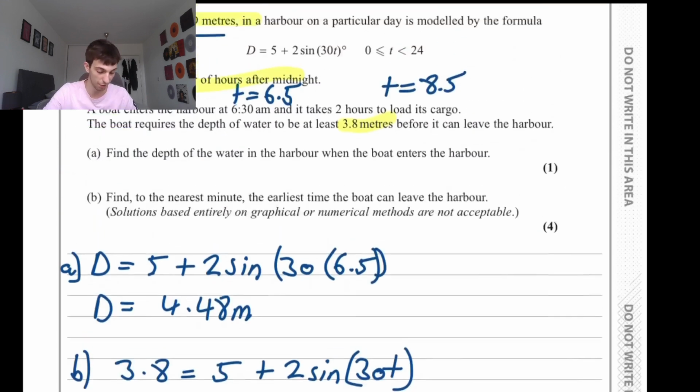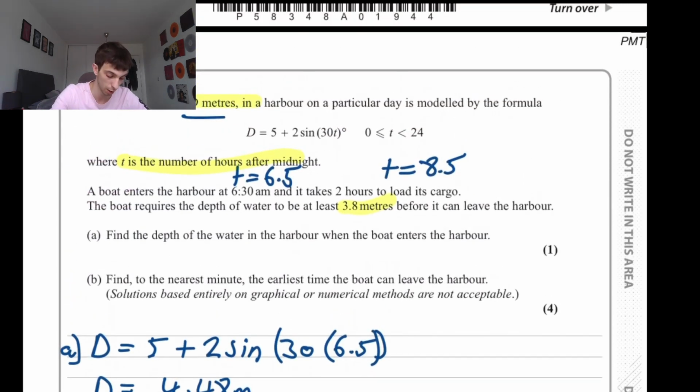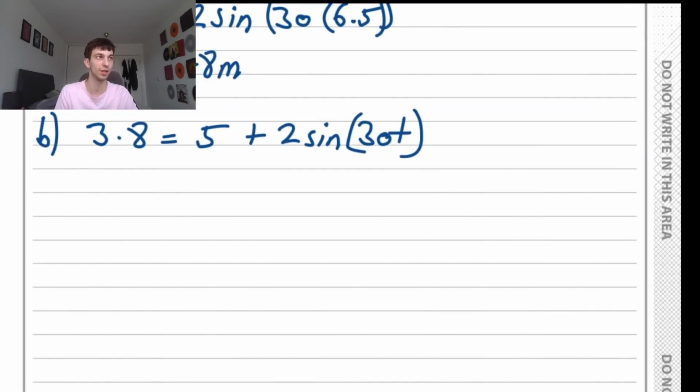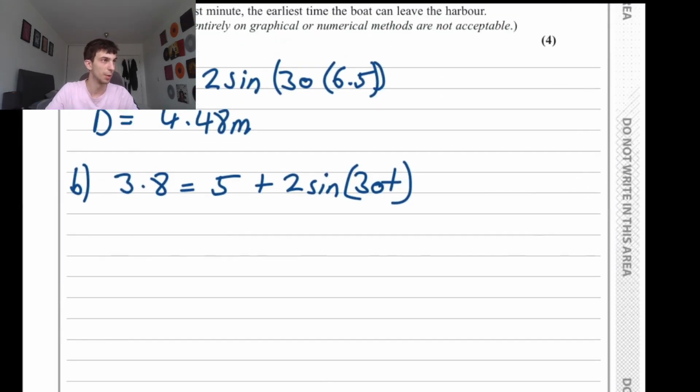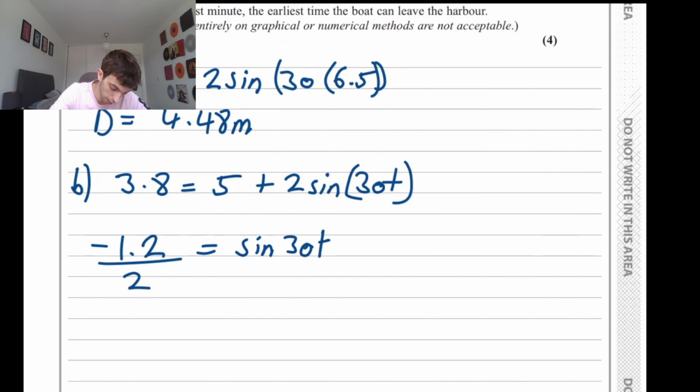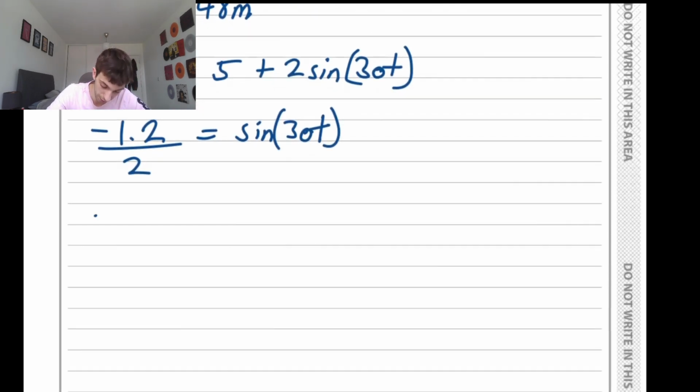But remember, key bit of information, we know that it takes 2 hours to load its cargo after 6:30 a.m. So t must be at least 8.5. Any time before 8:30, or 8.5 hours after midnight, we won't have loaded our cargo yet. So we have to consider multiple solutions, most likely, otherwise they wouldn't have given us this information. So from here, it'll be 3.8 take away 5, put it in your calculator, we get minus 1.2, divide by 2, so we have minus 1.2 over 2 equals sine of 30t. From here, we can then find the inverse sine of minus 1.2 over 2, and then we're going to have to find multiple solutions, okay?